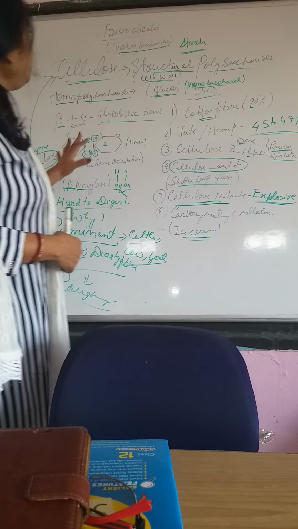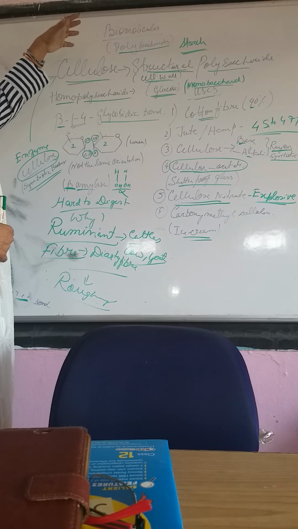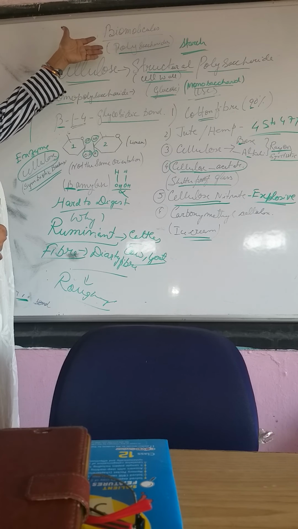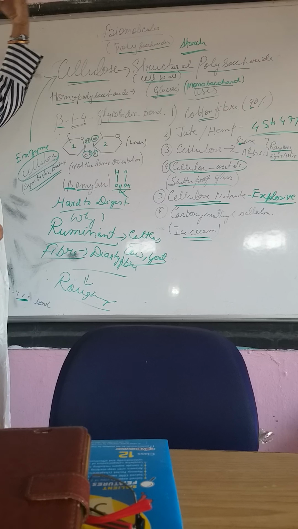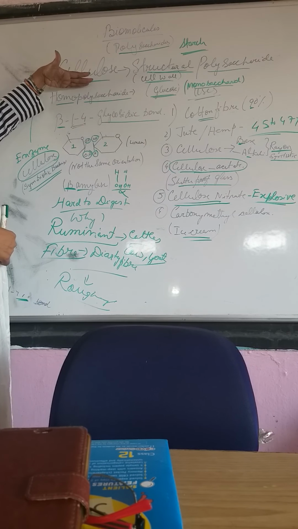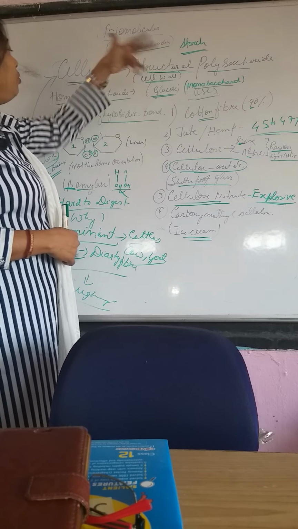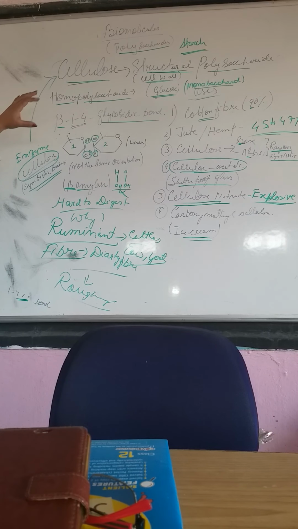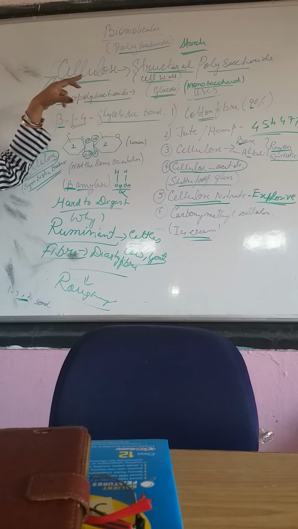So with this we round off. Today's topic is a polysaccharide. Last class we had done starch, now we have cellulose. This is a homopolysaccharide, with glucose as the monosaccharide unit. It is a structural polysaccharide, present in the cell wall.